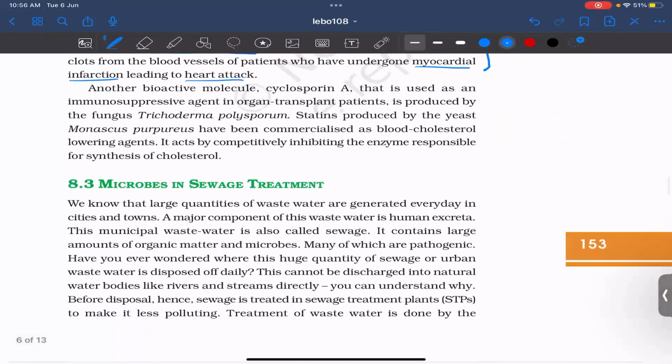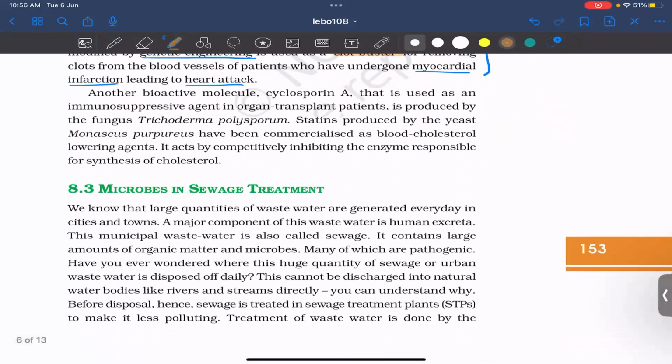Now next we will discuss cyclosporin A, which is also very important as it is an immunosuppressive agent. It is produced by the fungus Trichoderma polysporum. You need to remember this.